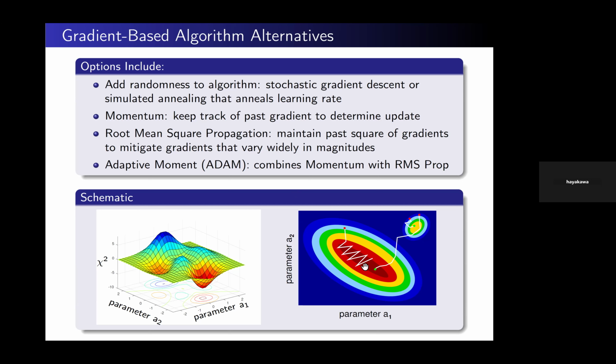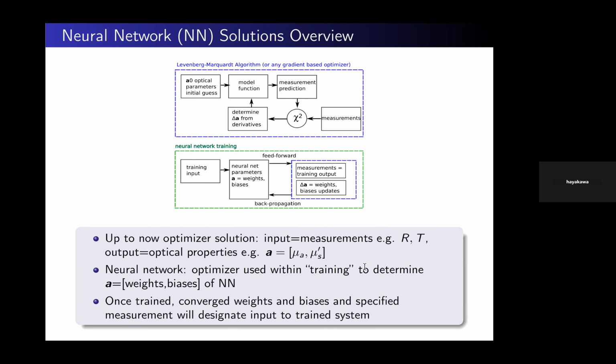There's also root mean square propagation, where you're keeping the past squares of gradients. And this helps when gradients are really high in magnitude. And then there's something called Adam, which combines these two. So those are kind of gradient-based alternatives people have developed to either improve the success of the solution or make it faster.